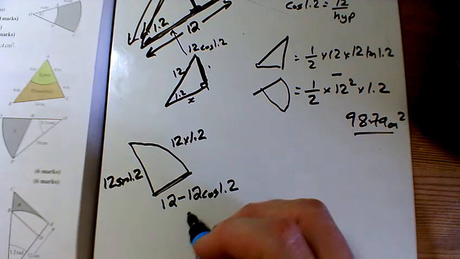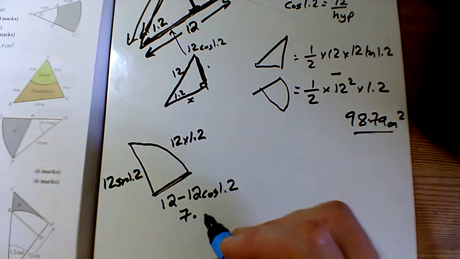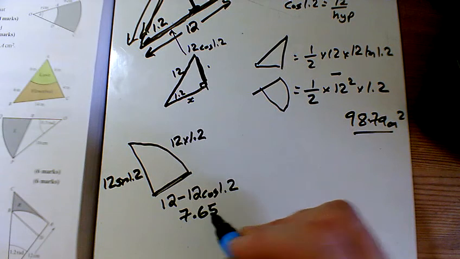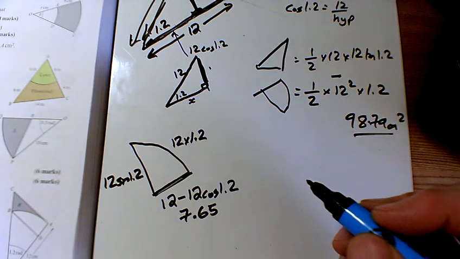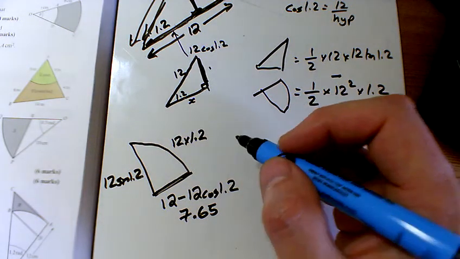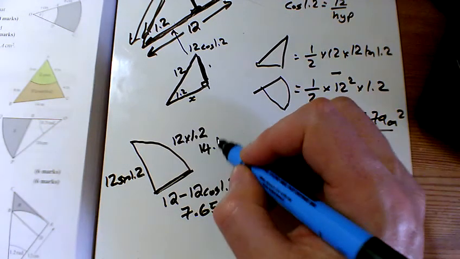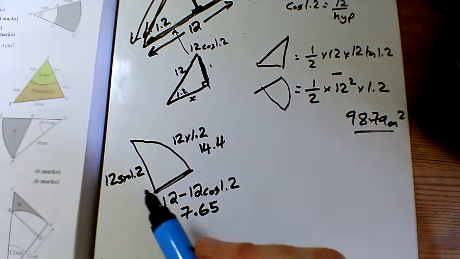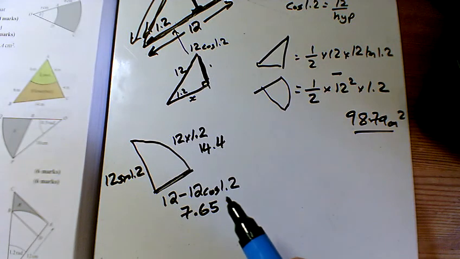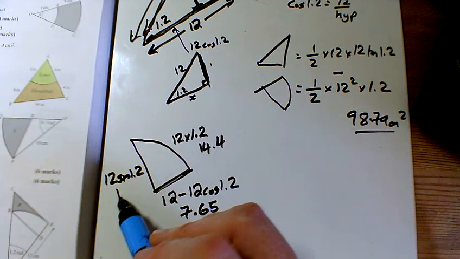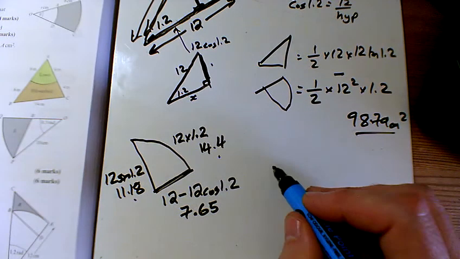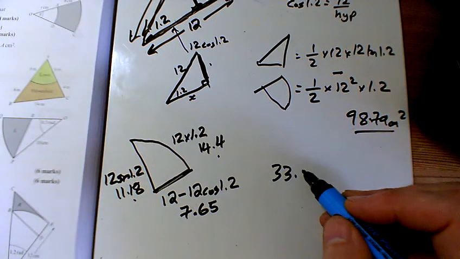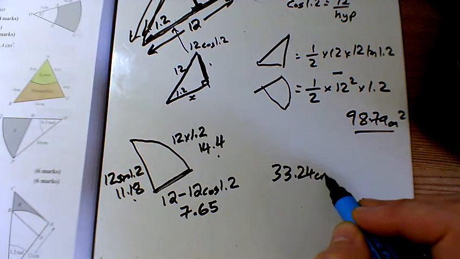Now tapping these into the calculator, this one here I've got 7.65. 12 times 1.2, we should know that one, is 14.4. That's that part there. And this one here, 12 sine 1.2, is 11.18. Adding each of those bits together, I'm getting 33.24 centimeters.